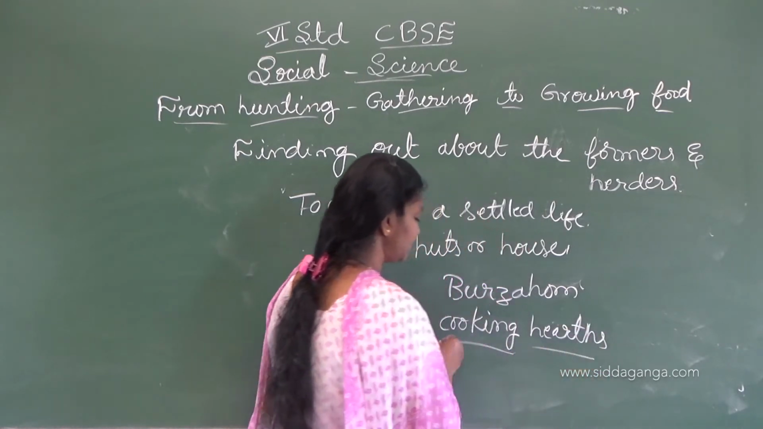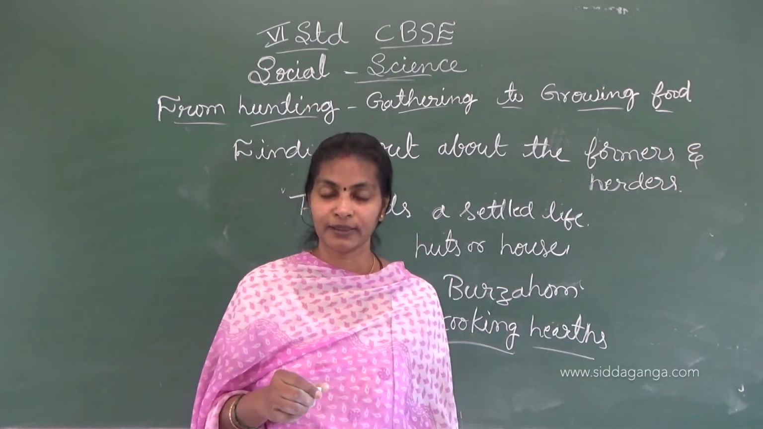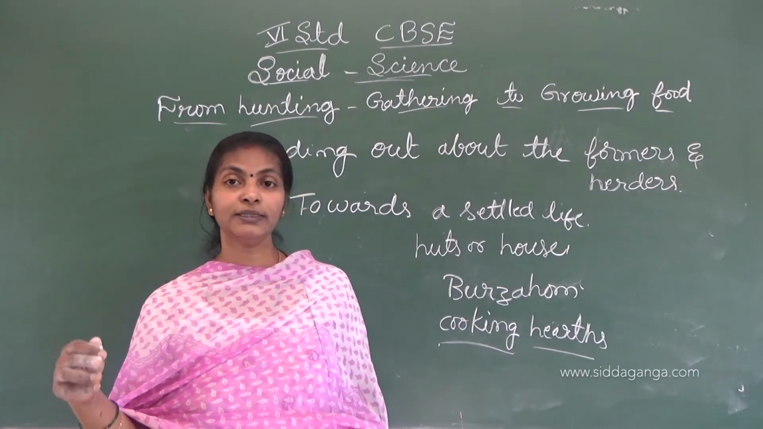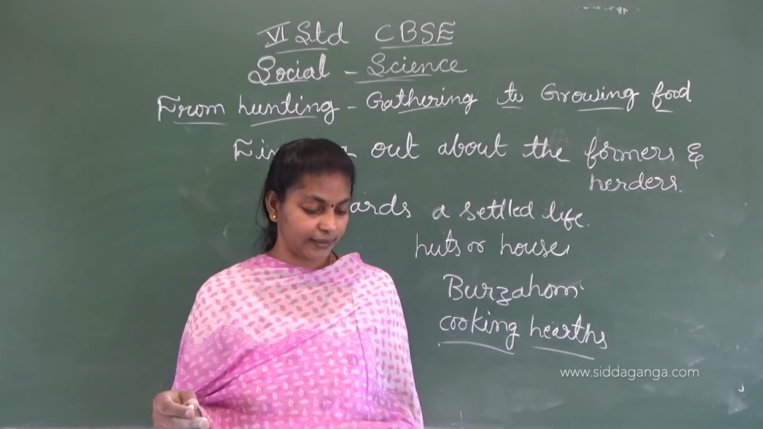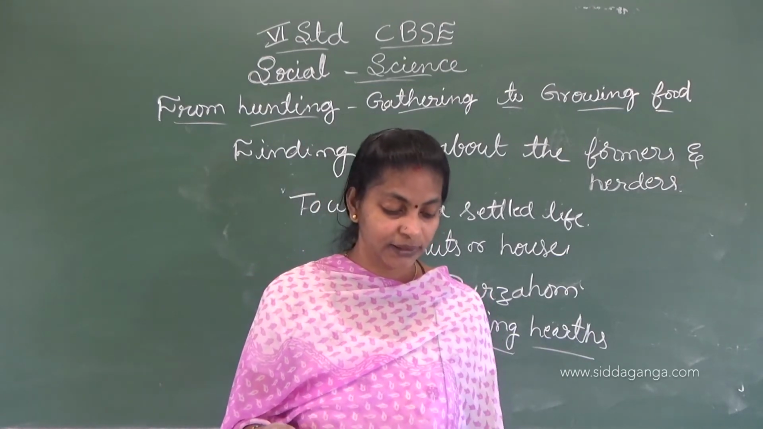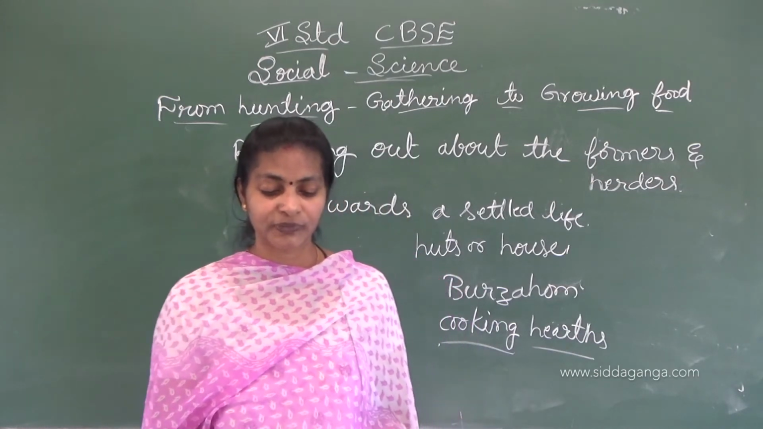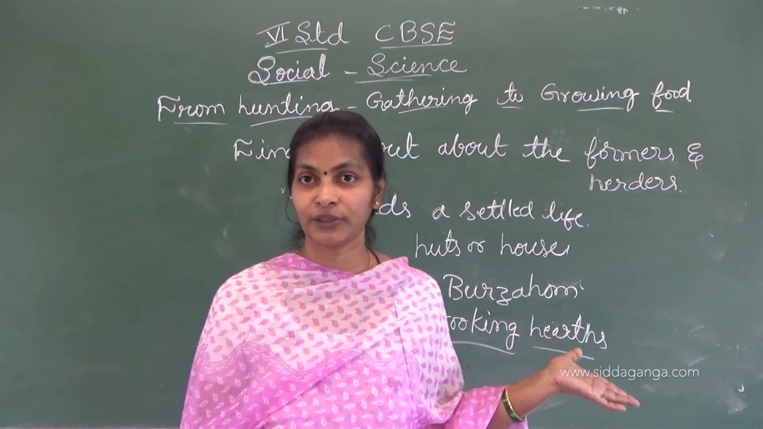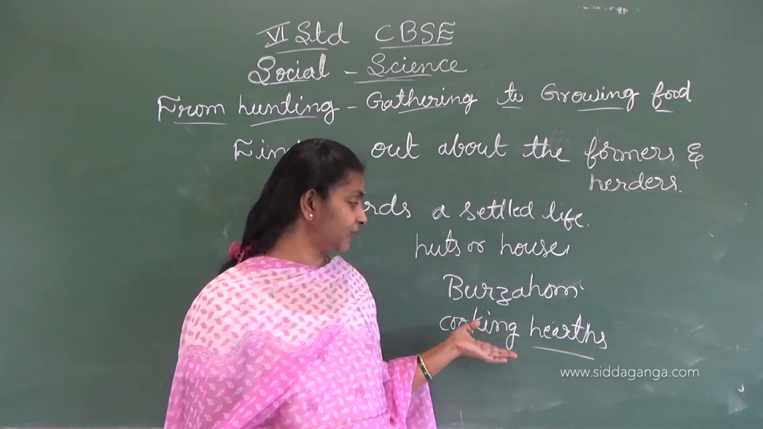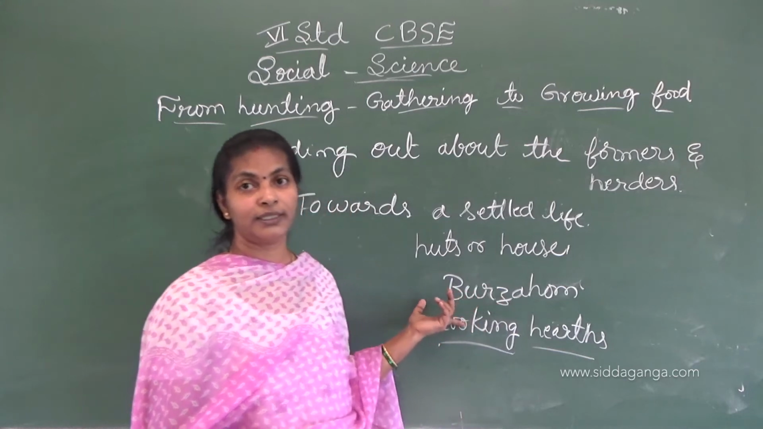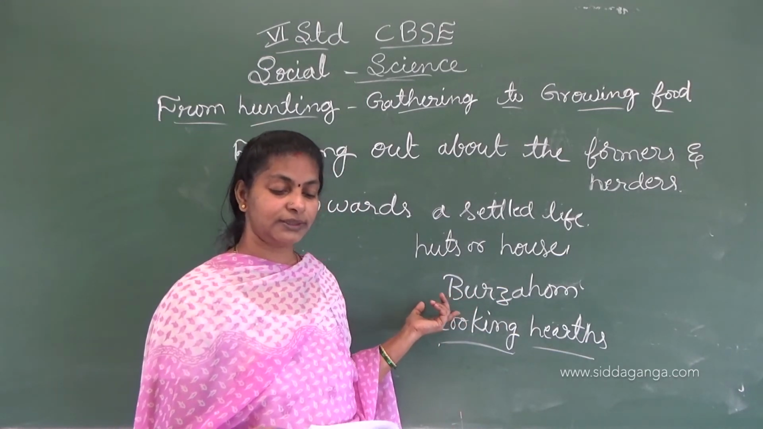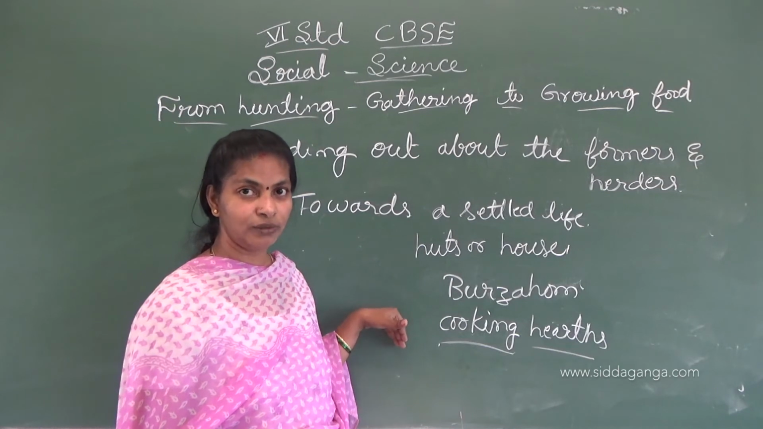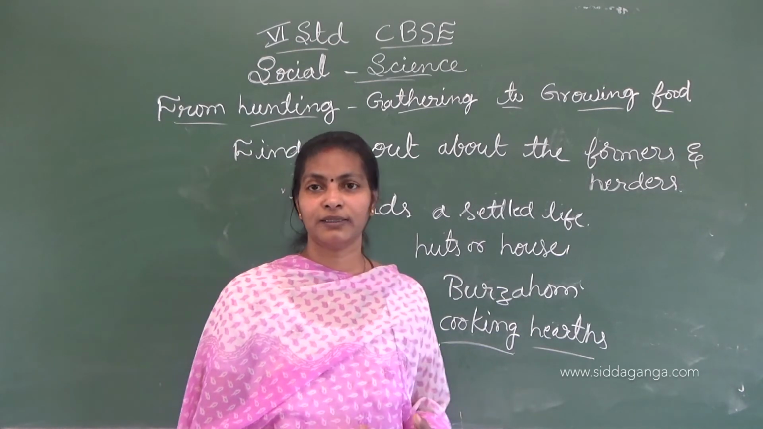We also found the cooking hearths here. These cooking hearths were both inside and outside of the huts or houses. It shows that people used these huts indoors and outdoors according to the weather. In the rainy season, they cooked inside the house. In the summer season, they may have cooked outside.